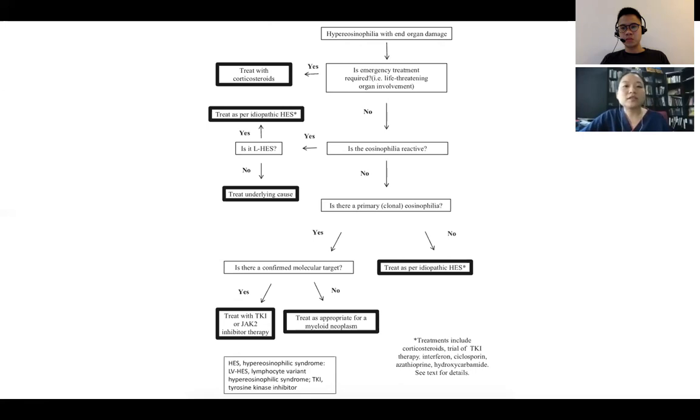So once again, the main arm is treating with corticosteroids. We usually do about 0.5 to 1 milligram per kilogram, for a duration of time. You will see a response fairly fast, but we need to do a slow taper after that. So that is fairly important.